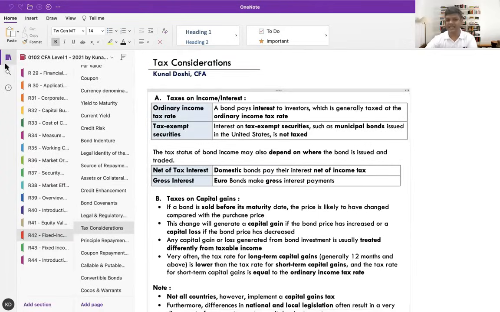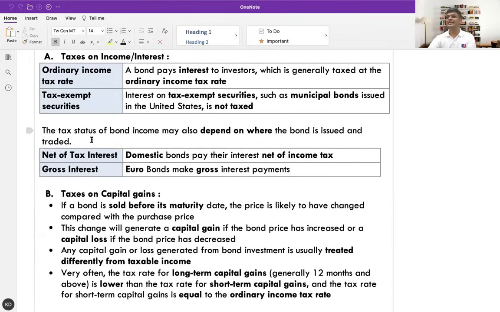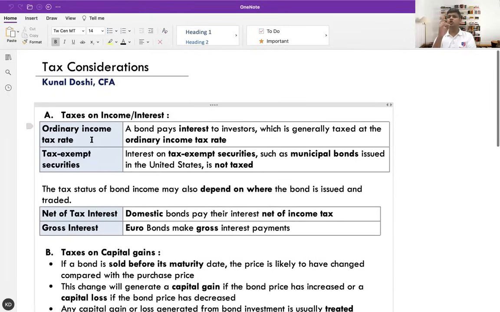So what are the tax considerations? The important tax considerations here, guys: there are two types of income that you get from a bond. Tell me the two types of income quickly. We just understood that in the YTM calculation. Interest income and the price difference, that is the capital gain or loss, right? So interest income, that is the coupon, and the price difference. Now, mostly your tax is going to be on these two aspects only.